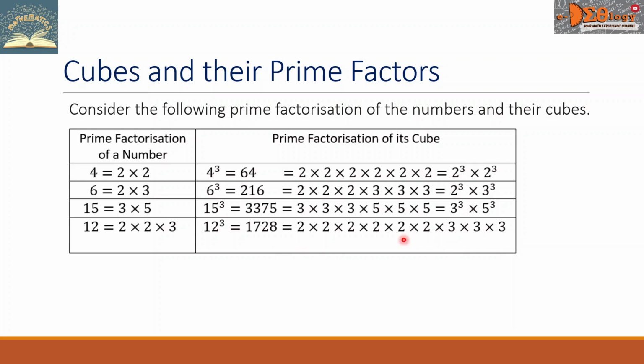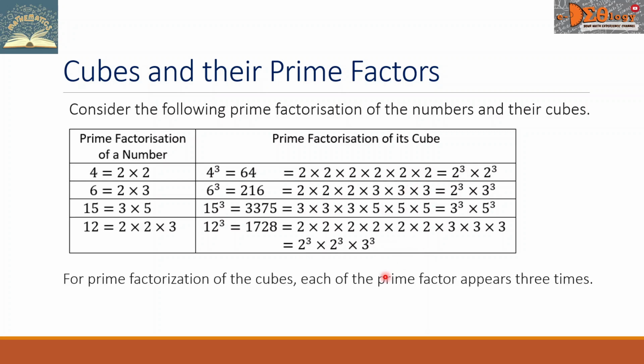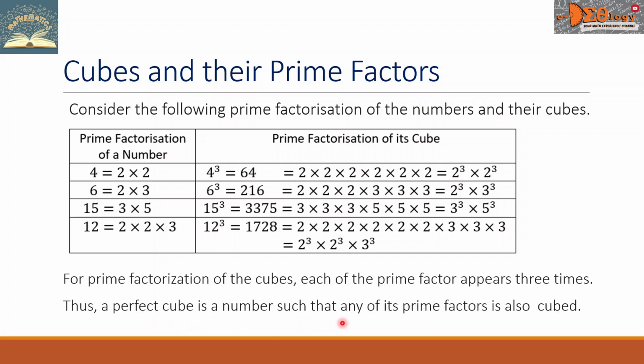The factor 2 here appears 6 times. The factor 3 appears 3 times. For the factor 2, we can group them into 2, having 3 elements per group. So we can rewrite as 2 cubed times 2 cubed times 3 cubed. By this example, we can see that for prime factorization of the cubes, each of the prime factors appears 3 times. A perfect cube is a number such that any of its prime factors is also cubed.